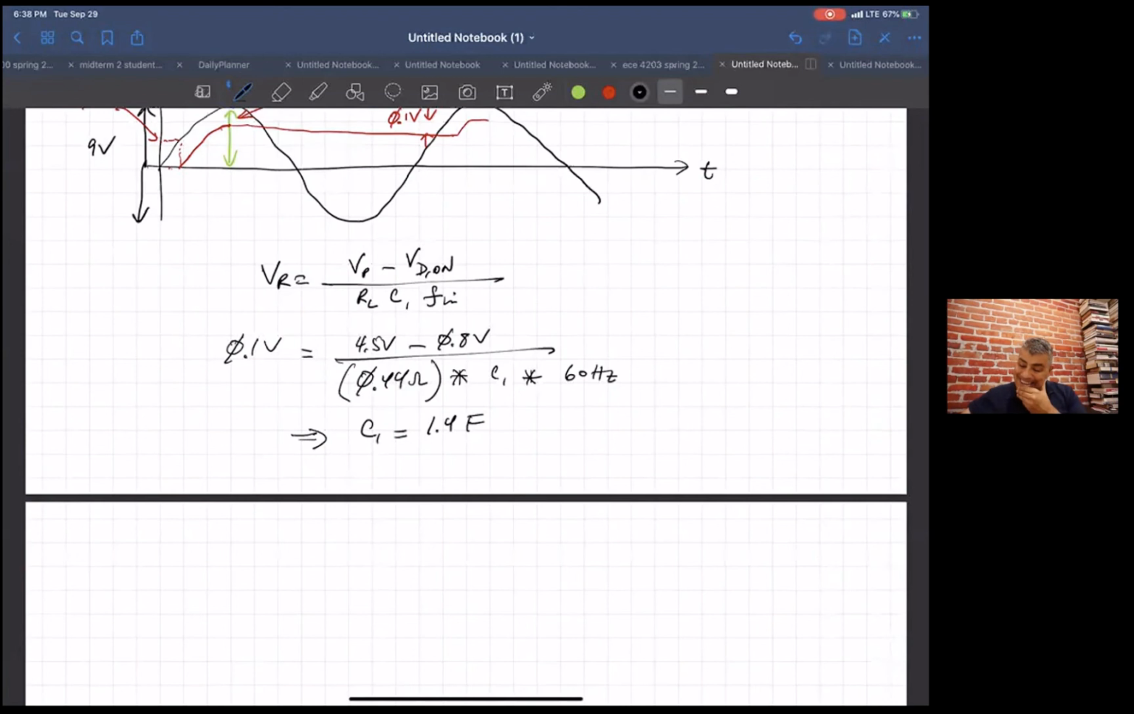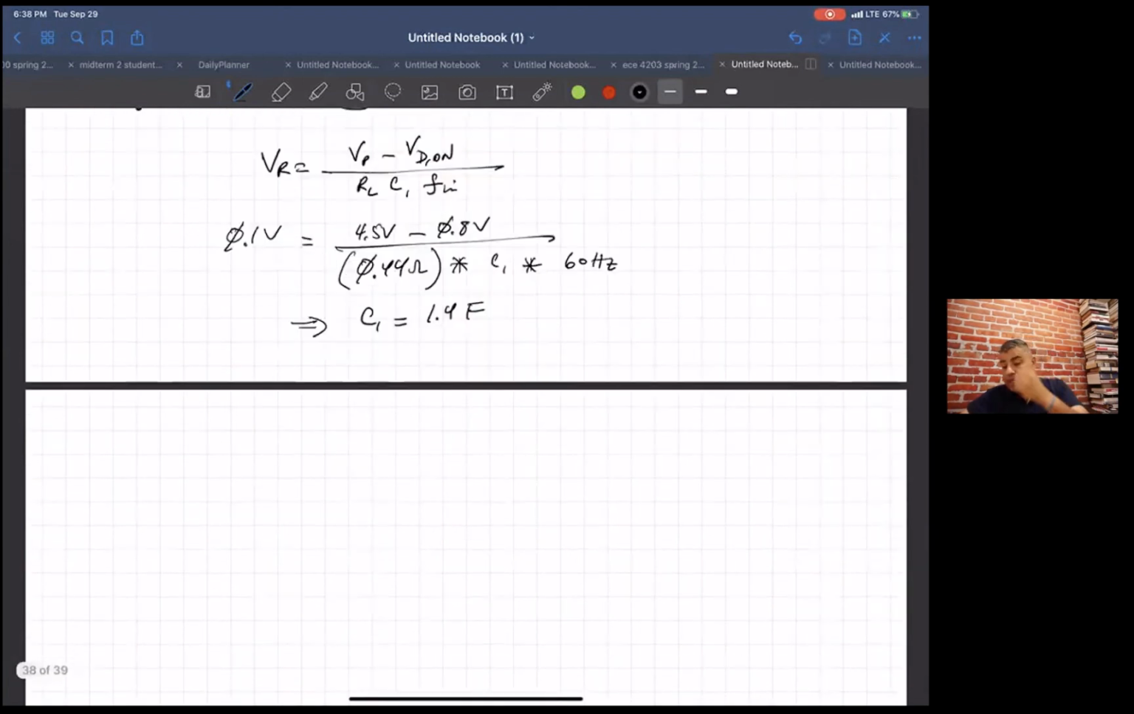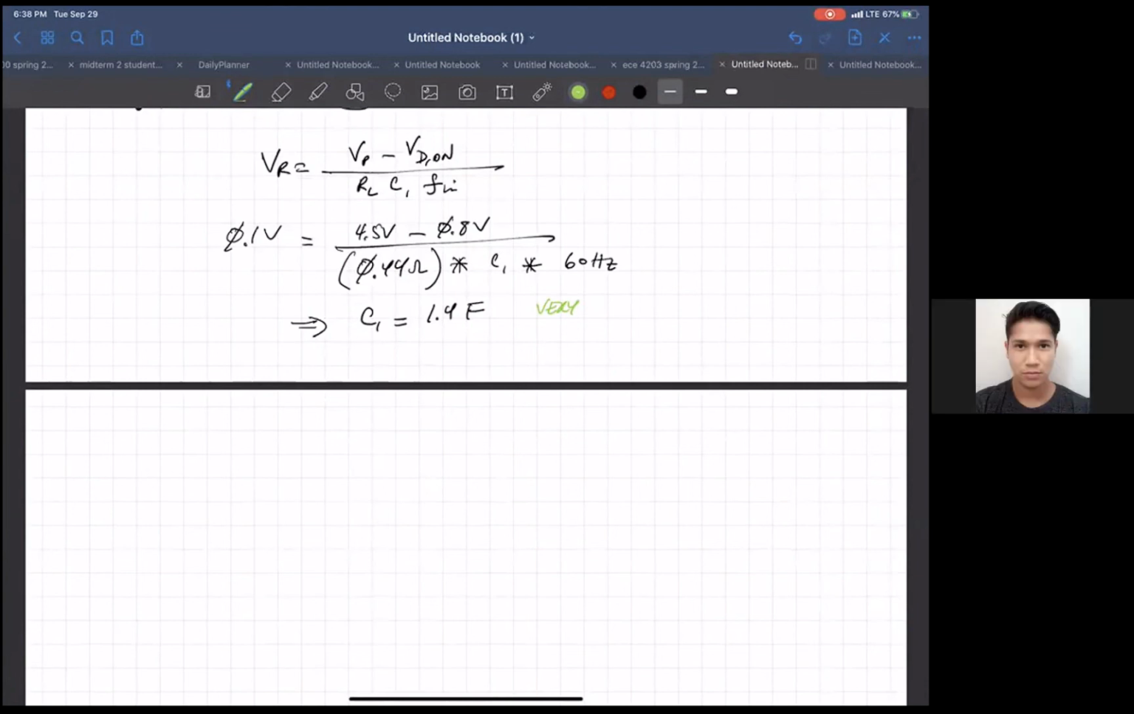Okay. And so, I don't know, again, this is a very large capacitor. How do I define that? A farad capacitor is very big. I'll see if I can find some examples for the lecture, but this is a very big capacitor.